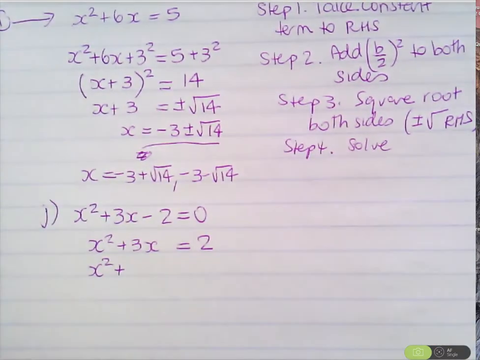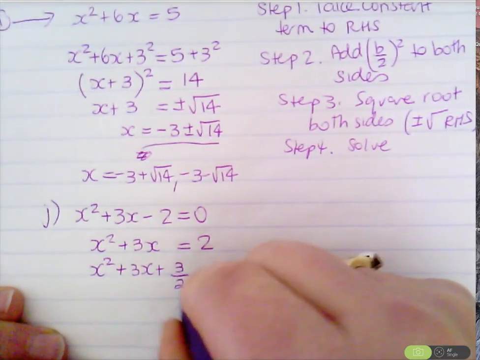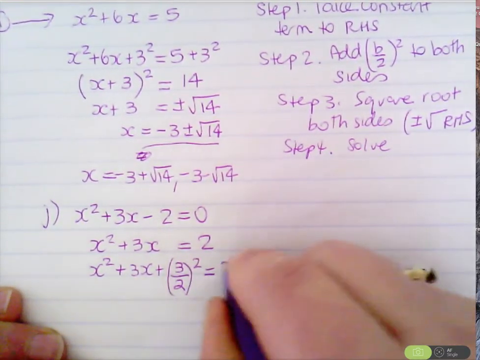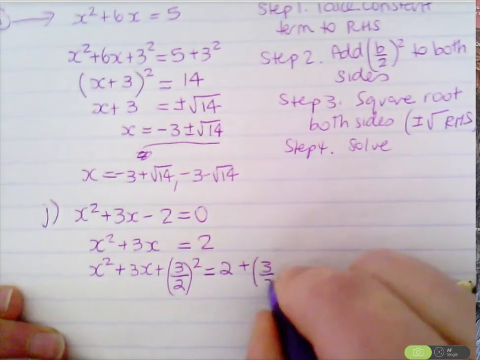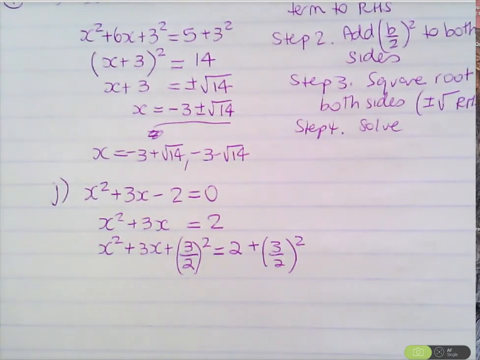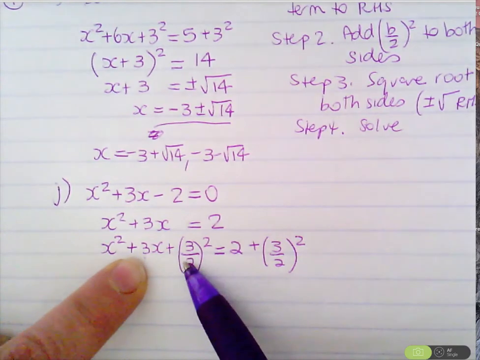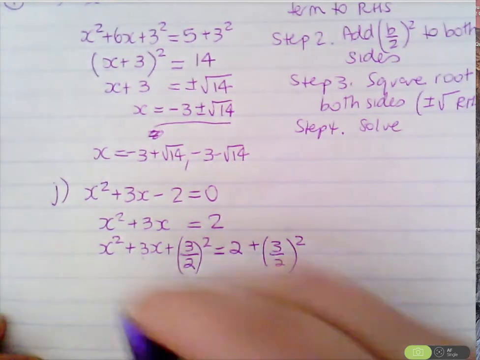Halve the b. Yeah, so just keep it as 3 over 2. We don't need any fancy 1.5s. And add it to both sides. Now this one's going to be a little bit trickier, girls. It doesn't matter that 3 can't be halved evenly and nicely. You just write it as 3 over 2 squared. So you halve the b, which is 3. So 3 over 2 is halving it, and square it, add it to both sides.